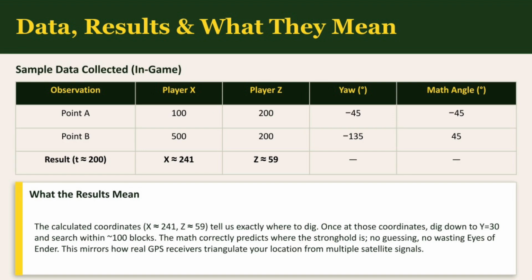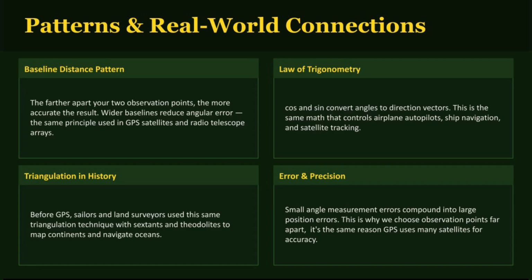And again, this mirrors how real GPS receivers triangulate your location from satellite signals. Patterns and real-world connections. Baseline distance pattern: the farther apart your two observation points, the more accurate the result. Wider baselines reduce angular error, the same principle used in GPS satellites and radio telescope arrays. Law of trigonometry: cosine and sine convert angles to direction vectors. This is the same math that controls airplane autopilots, ship navigation, and satellite tracking. Triangulation in history: before GPS, sailors and land surveyors used the same triangulation technique with sextants and theodolites to map continents and navigate oceans.